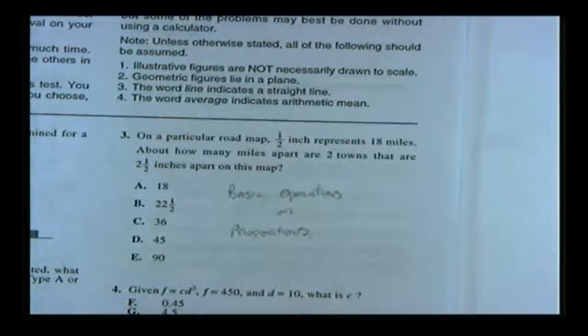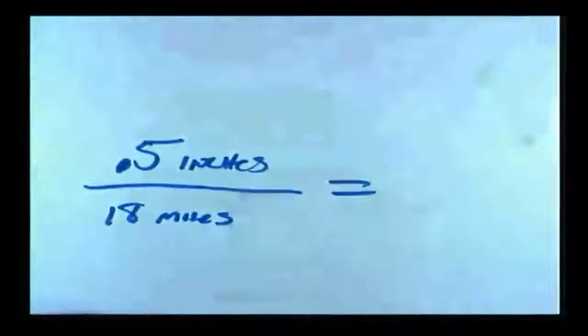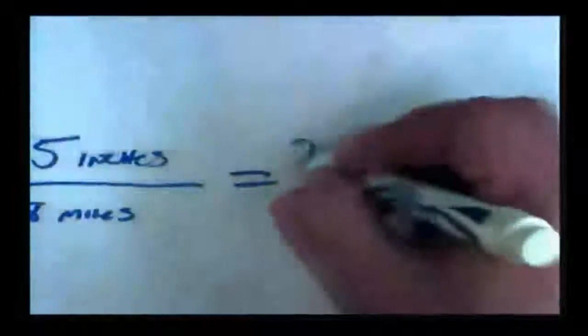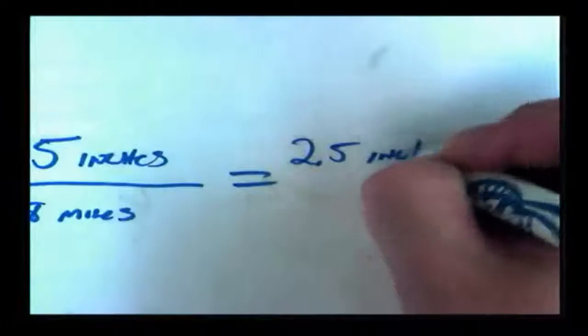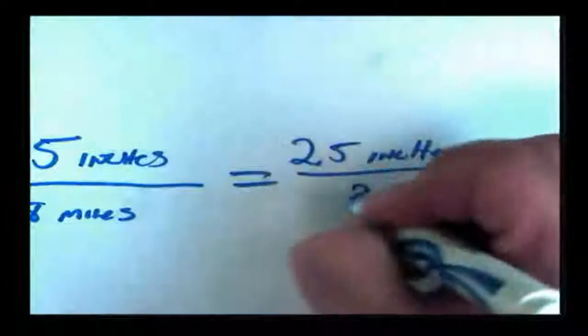But you could also set this up as a proportion. So I will show you as a proportion. It would be set up as 0.5 inches is to 18 miles as 2.5 inches is to what?